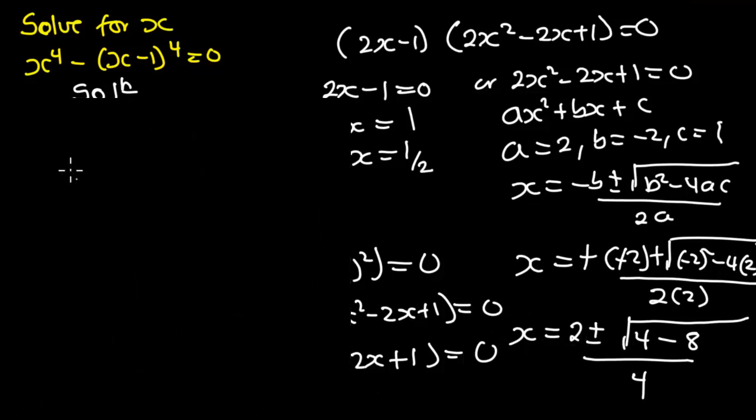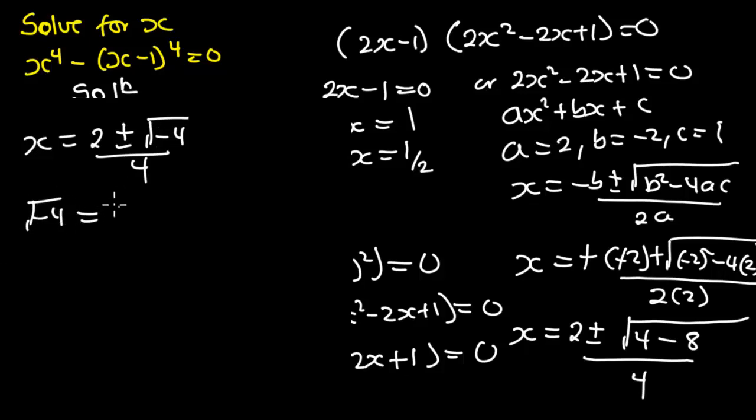Now from here, I'm going to have x to be equal to 2 plus or minus, now 4 minus 8 is going to give us minus 4. So we're going to have square root of minus 4 all over 4. Now from here, let us consider square root of negative 4. So square root of negative 4 is equal to, now you can rewrite this as square root of 4 times square root of negative 1. And so square root of 4 is 2. And then square root of negative 1 gives an i, which is complex. So you're going to have 2i.